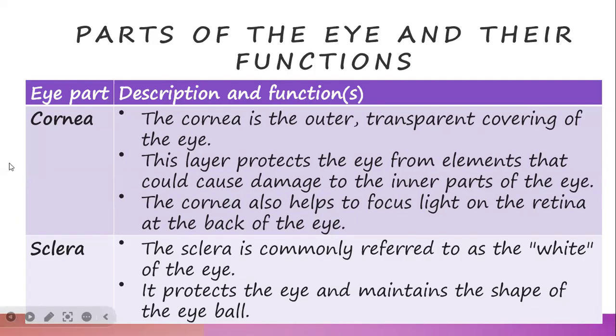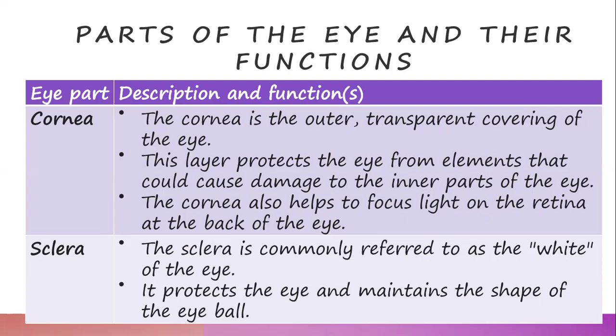In the table, the eye part will be located at this side. Then the description and the functions of the part will be located at this other end of the table. So there will be various parts and their functions. Starting with the first one, that is the cornea. The cornea is the outer transparent covering of the eye. This layer protects the eye from the elements that could cause damage to the inner parts of the eye. The cornea also helps to focus light on the retina at the back of the eye.